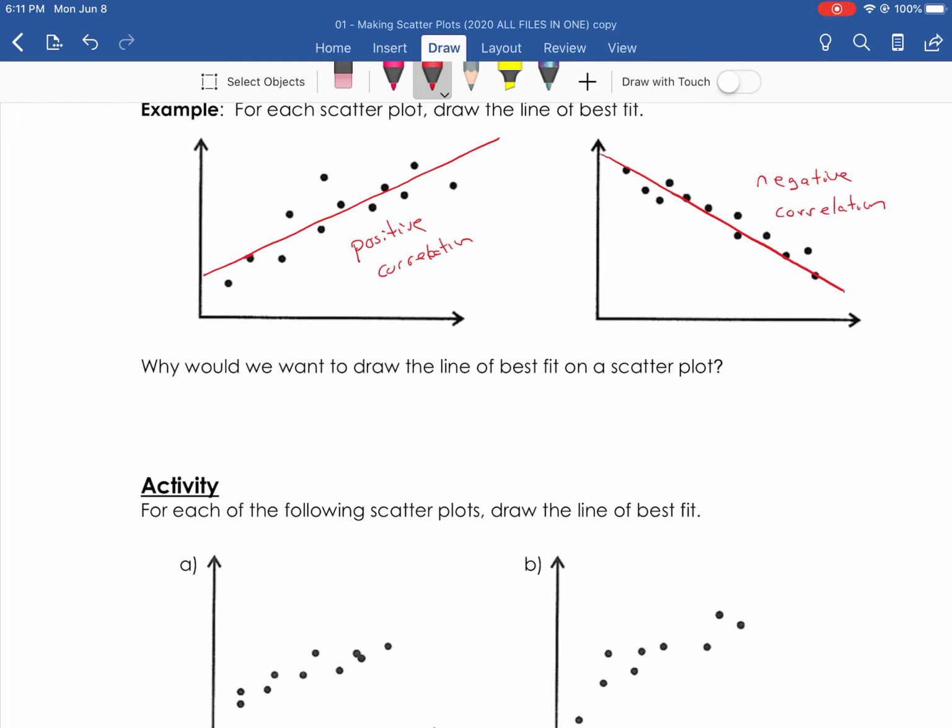Now, why would we want to draw a line of best fit in a scatter plot? In big letters, to make predictions. That's what it's all about. And I'm going to do an activity in just a few minutes that really shows off what I mean by making predictions.